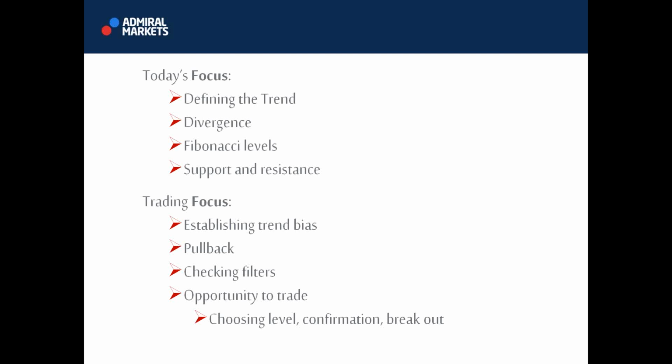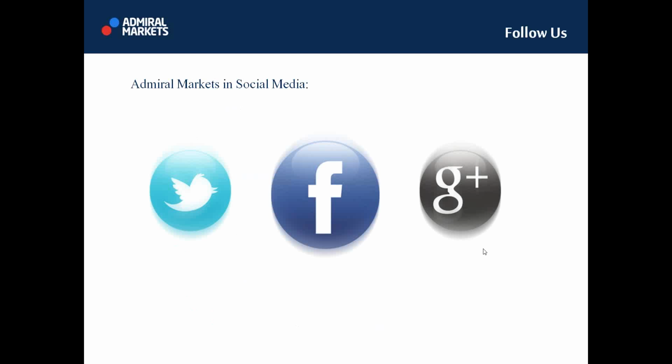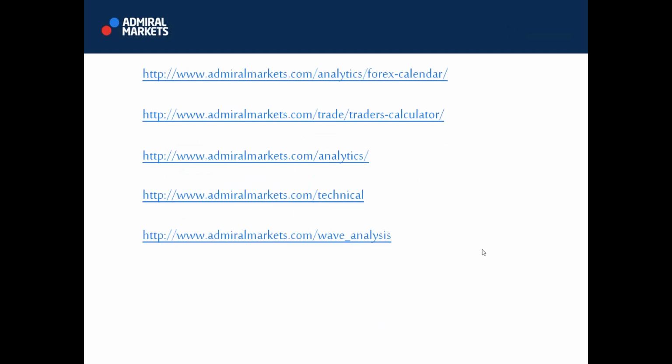And then we focus on establishing that trend bias, looking if there's any pullbacks, checking for filters, and then what is the opportunity to trade? Are we choosing a level, looking for confirmations like price action, candlesticks, or are we breakout trading? So we're going to take a look at the calendar today if there's anything going on.